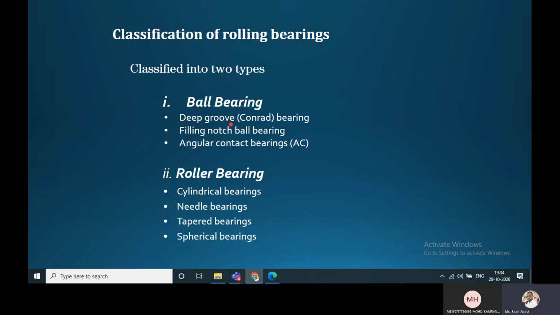Classification of ball bearings and roller bearings: deep groove ball bearing, filling notch ball bearing, angular contact ball bearing. For the roller: cylindrical roller bearing, needle roller bearing, taper roller bearing, spherical roller bearing. So these are all the classifications for the anti-friction bearing or rolling contact bearing.